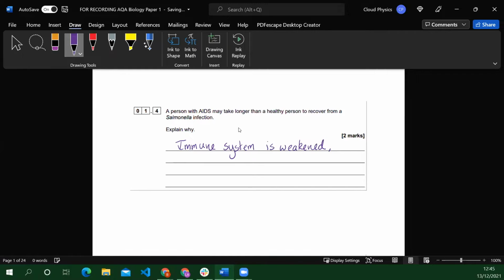Immune system is weakened, so the white blood cells cannot kill the bacteria as effectively. That's what lots of people with AIDS actually die from: because their immune system is weakened, they die of other illnesses because they can't fight them off.